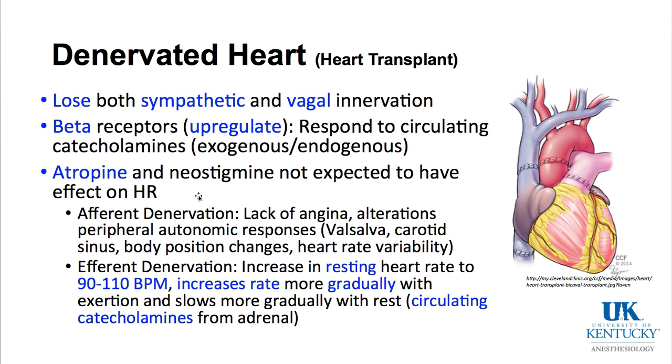Atropine and neostigmine, however, are not expected to have the usual effect on heart rate. Atropine given to a patient with a denervated heart, where you do not have the vagus nerve innervating, will not increase the heart rate, and neostigmine will not cause bradycardia in this denervated heart patient.